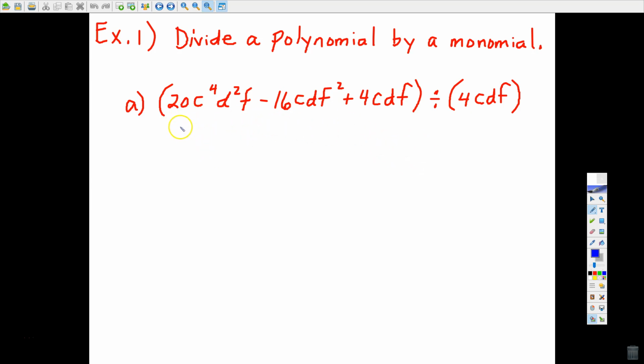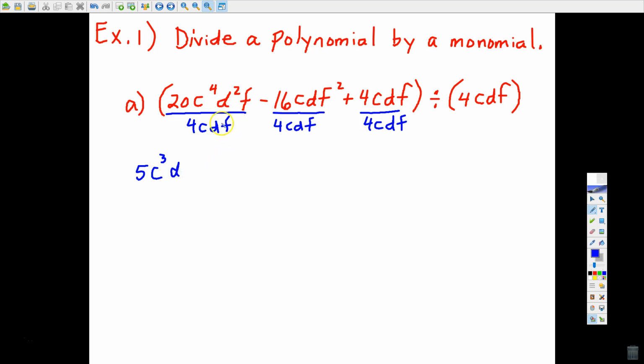For example, when you find a GCF and you divide by that GCF into every term, that involves division by a monomial. So it would look like this. We're basically just going to divide 4CDF literally into each one of these terms separately. And let's see what the result is. 20 divided by 4 is 5. If you divide like bases, like we are here with C, remember the exponent property that says you subtract the exponent. So that's going to be c to the 4 minus 1 power, which is c to the third.